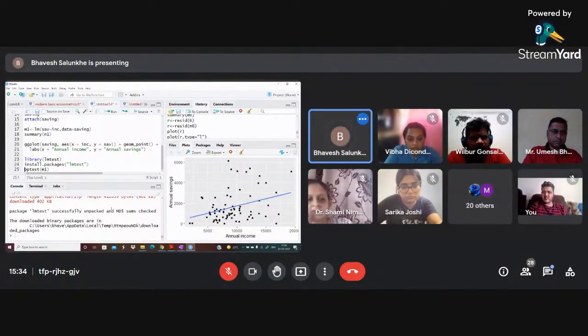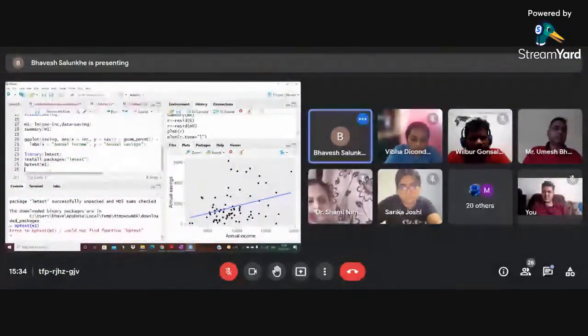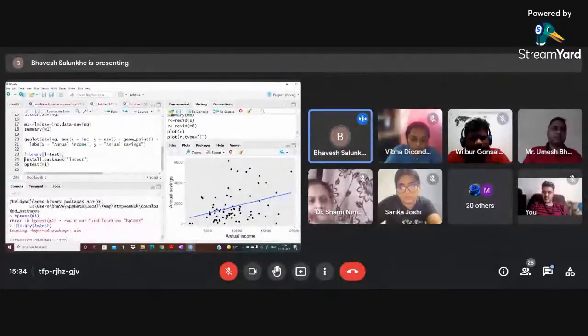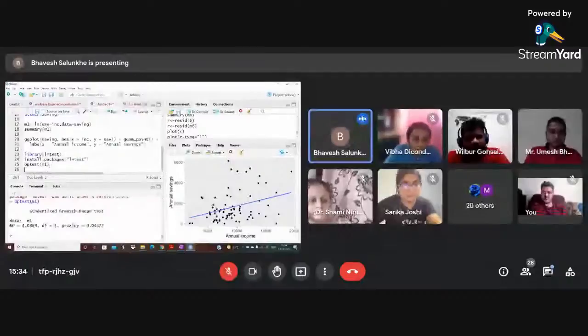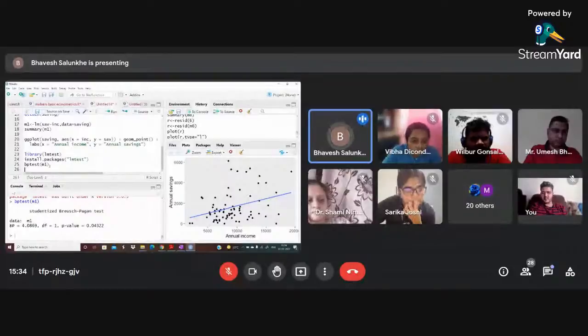After installing, use the command bptest, and our model is M1, so I write M1 inside the bracket. Sorry, I have to run library lmtest first. So library lmtest is done. Then bptest. Now this is the test result. The null hypothesis under this test is that there is no heteroscedasticity, and the alternative hypothesis is that the model suffers from heteroscedasticity. So do we reject or fail to reject the null hypothesis from the results?